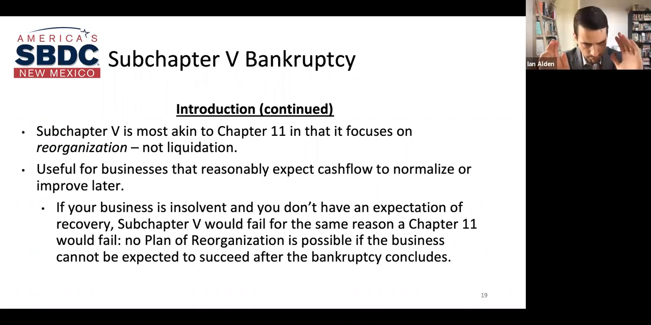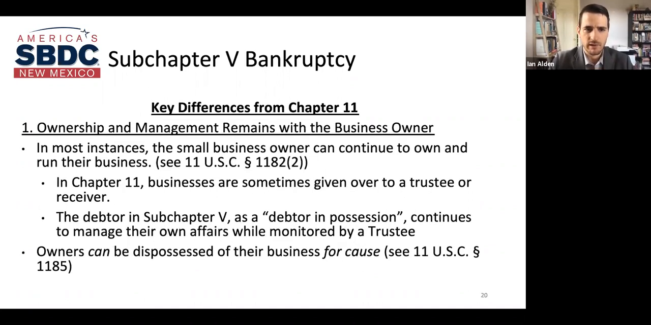But Subchapter V, a subset of Chapter 11, is meant to be simpler. And there are a number of key differences here. The first is that ownership and management of the company typically remains with the business owner. In Subchapter V, it's presumed. You look at the code sections, there's the presumption that the business remains with the owner as what's called a debtor in possession. You're the debtor, but you retain possession and control of the assets that could be used to satisfy the demands of the creditors later. So you're a debtor in possession, which in a sense means you're a trustee in your own right. You are holding your business and its assets in trust for your creditors and to some degree yourself.